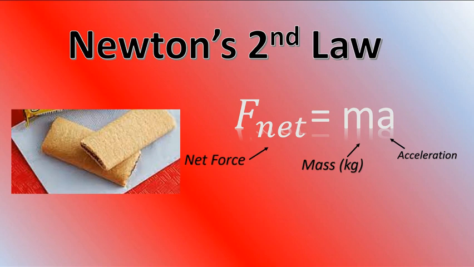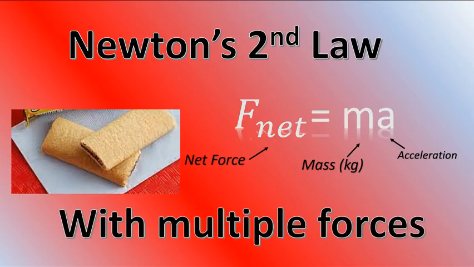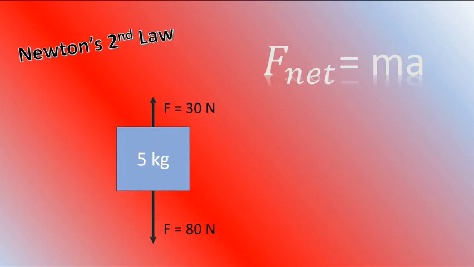Today we're going to be talking about Newton's second law and specifically what happens if you have multiple forces. So, what if there's more than one force on an object? We'll start with this example. There's a 5 kilogram object, it has 30 newtons of force pushing it up and 80 newtons of force pushing it down. So, what's the acceleration going to be for this object?